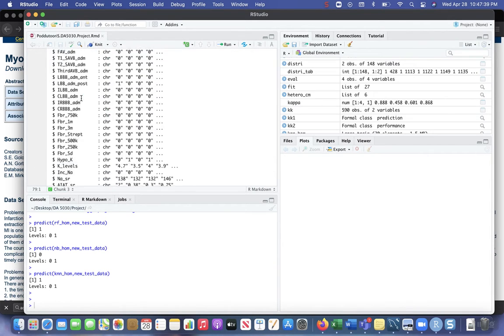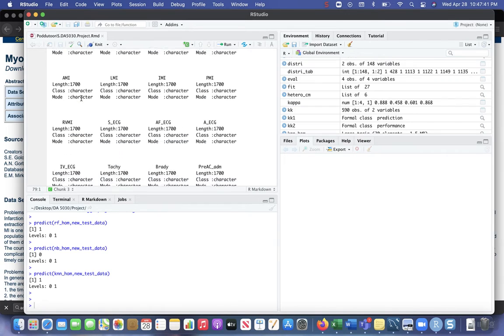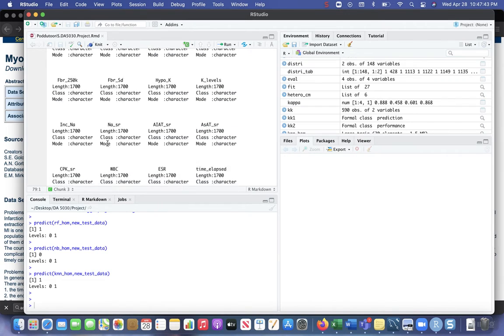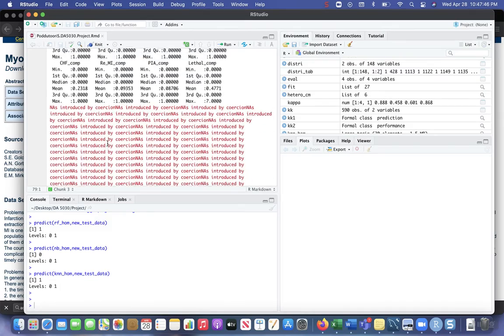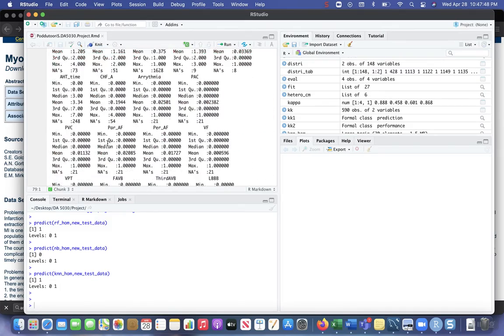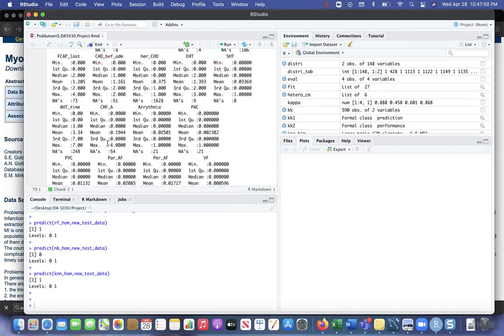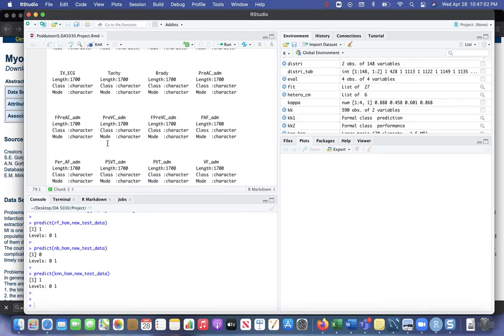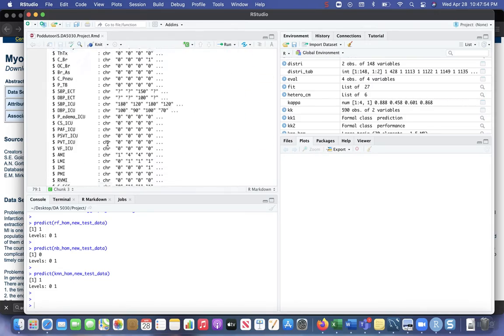Just checking the distribution and the conversions, whether they have been applied or not. As you can see, everything is character before, and after conversions, they're all numerics, and there are also a lot of NAs in the columns.